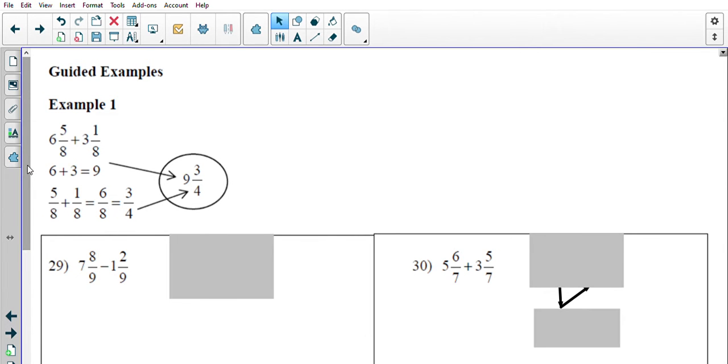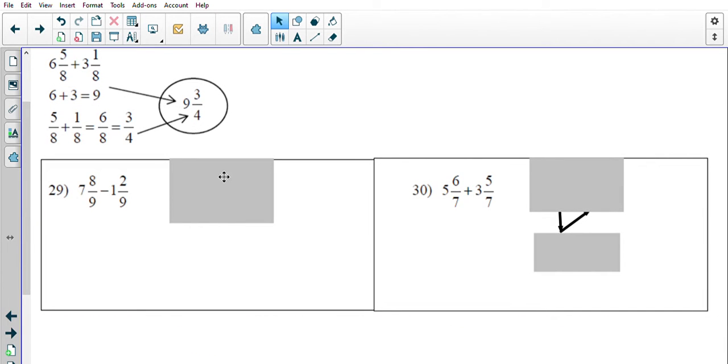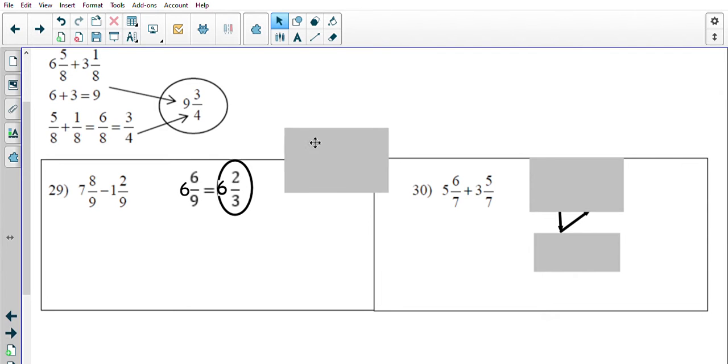So in number 29, we have 7 and 8 ninths minus 1 and 2 ninths. Subtract your whole numbers. 7 minus 1 is 6. I had to type that in there because I realized I forgot to subtract those numbers. And then we've got to take 8 minus 2, subtract our numerators. That gets us 6 as well. Keep the denominator the same. We get 6 and 6 ninths. But something you can't forget is you have to write your answers in simplest form. 6 ninths is not in simplest form. Divide top and bottom by 3 and you get 6 and 2/3 for your final solution.